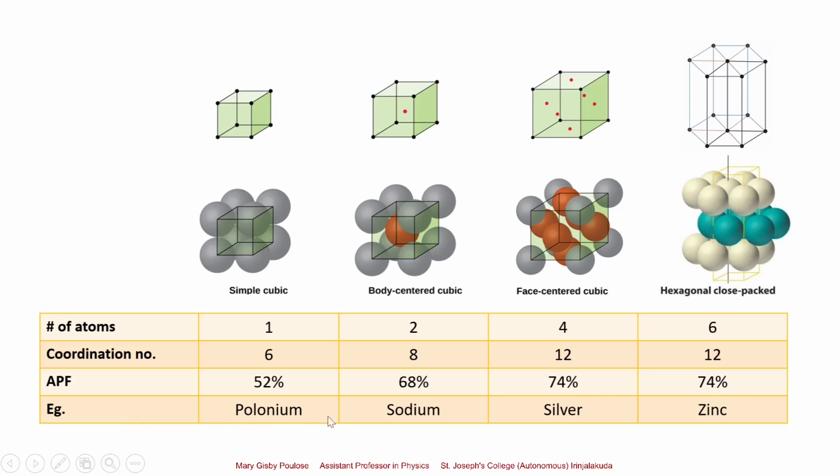And we have examples of materials showing different unit cell structures. Polonium is the only element that shows the simple cubic unit cell, at a particular temperature. Then the body-centered cubic unit cell structure is shown by sodium. The face-centered cubic unit cell structure is shown by silver. And the hexagonal close packed unit cell structure is shown by zinc.